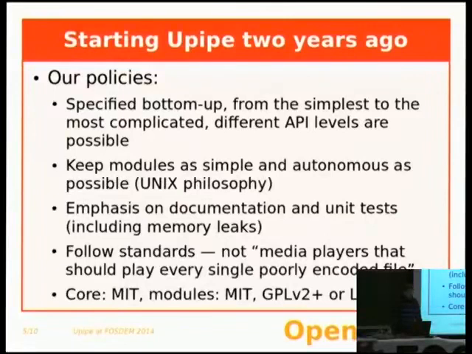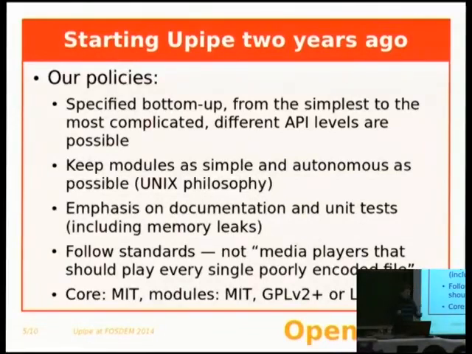So we started writing Upipe only 2 years ago, with new policies, so we've decided to specify it bottom up. Usually you specify the API top down, that is, this is the API I want to expose to the application, and then I go down and try to find the simplest data structures. We did the contrary. We asked ourselves, what is the simplest structure that could represent a module, a pipe? What is the simplest structure that could represent a buffer?